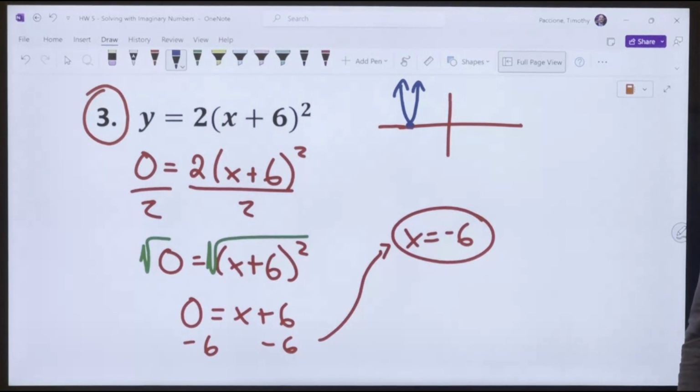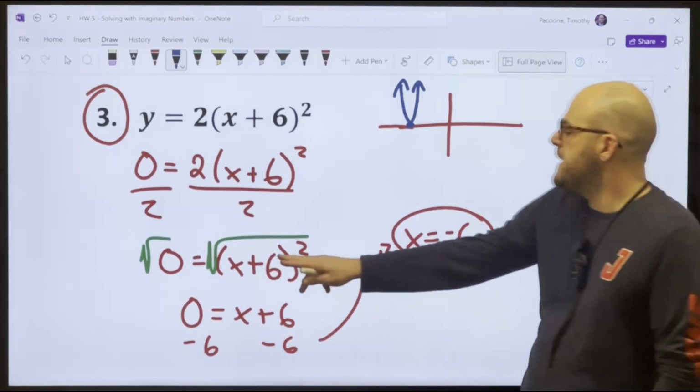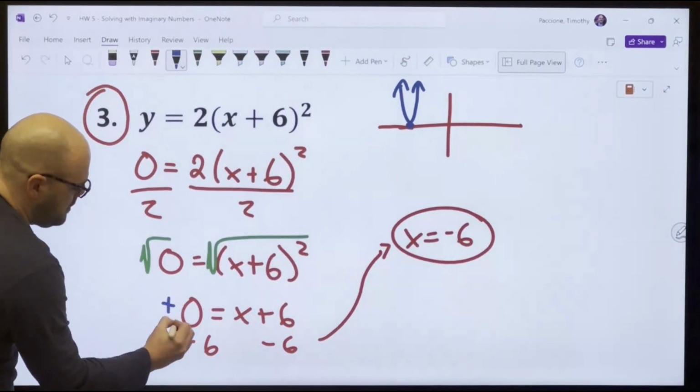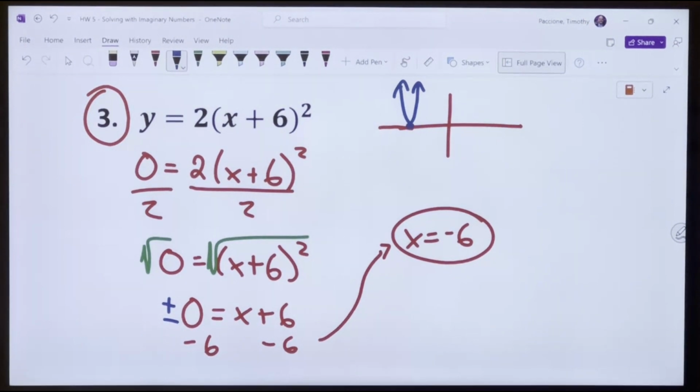Question? How do we know when to put the plus or minus? Well, it's whenever you square root. The only reason I didn't do it here is, what's plus or minus 0? 0, right? So it didn't matter in this case. Okay.